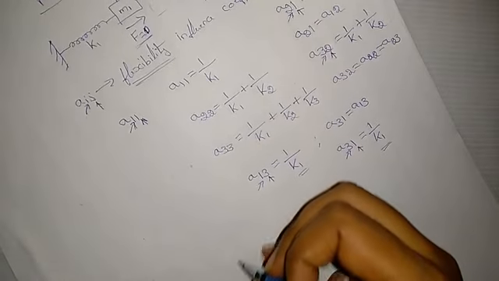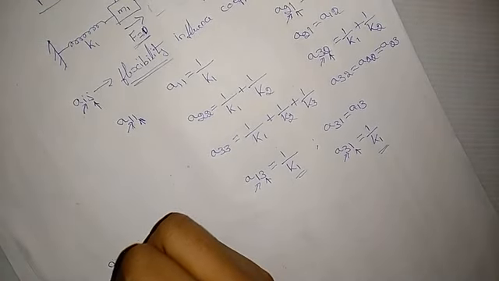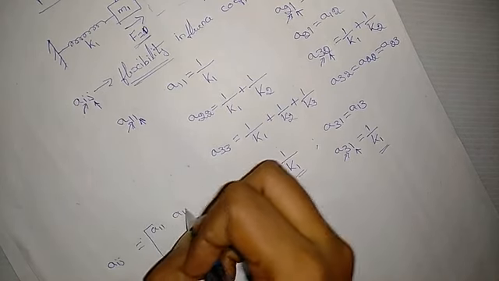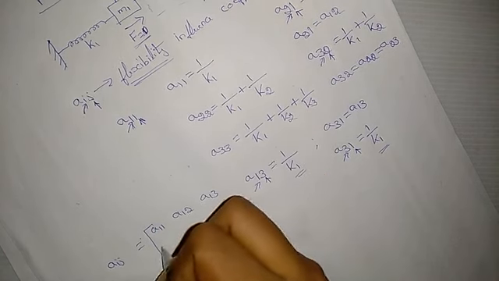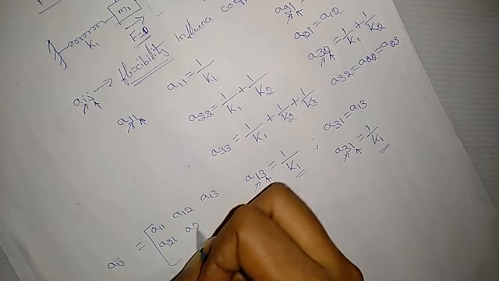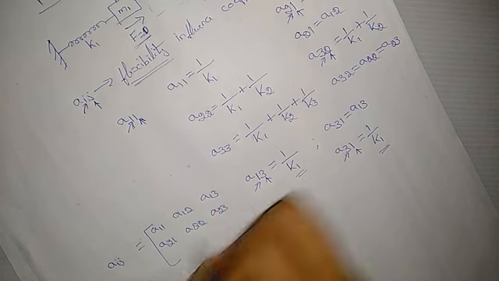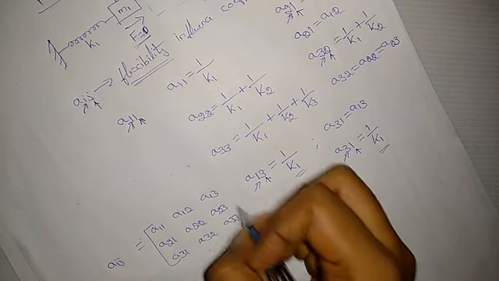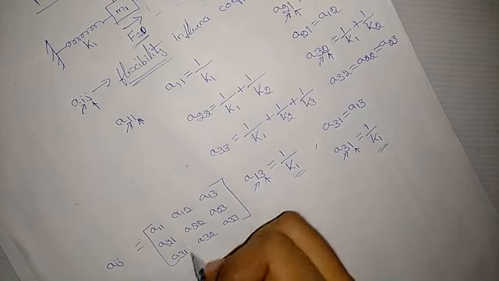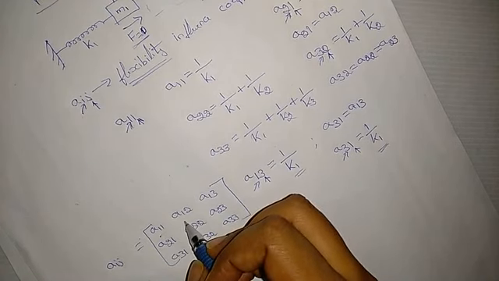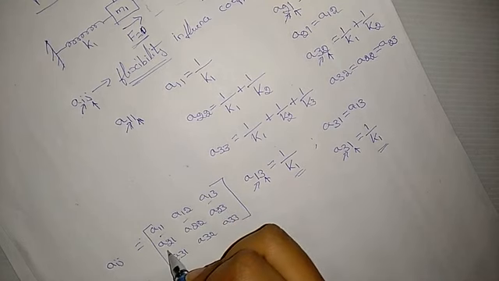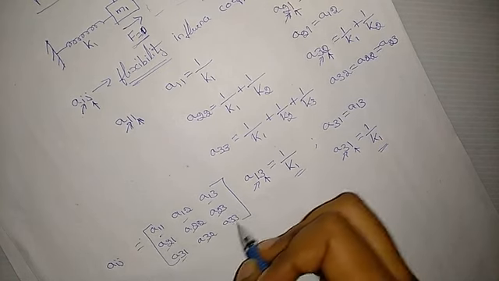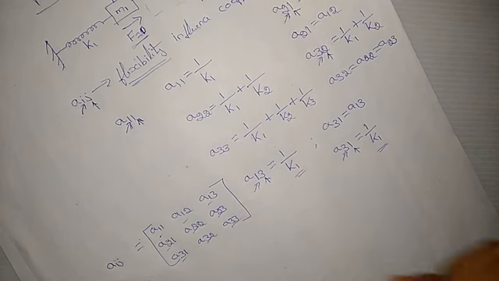So if you have to write the flexibility influence coefficient matrix, Aij is equal to A11, A12, A13, A21, A22, A23, A31, A32, A33. We know what each of these is, so we have determined all the flexibility influence coefficients.